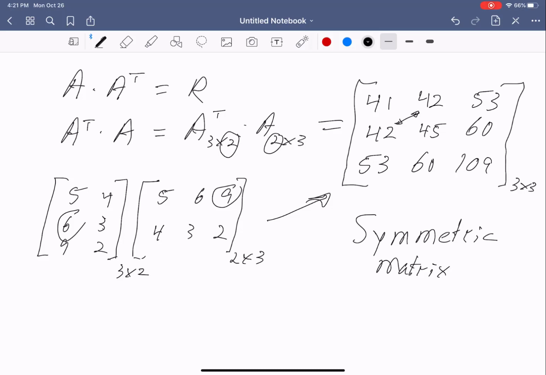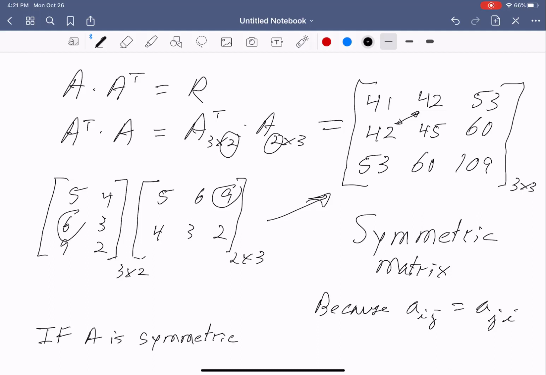Why? Because the elements in the off diagonal, because Aij is equal to Aji. All right, that's the definition of a symmetric matrix, or more formally, if A is a symmetric matrix, that implies that A transpose is equal to A. Okay?